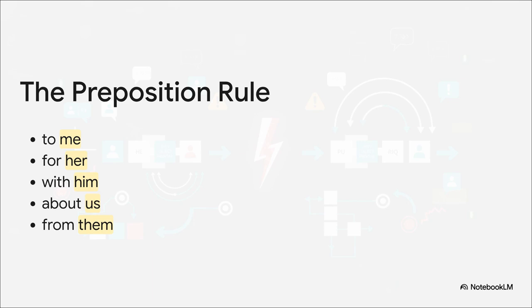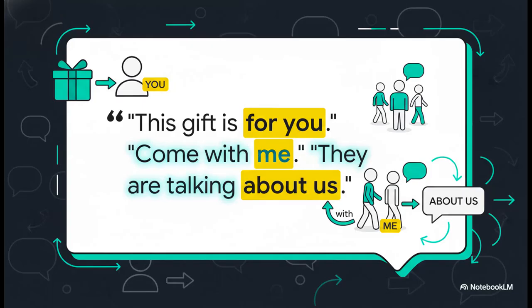Okay, here is the second unbreakable rule. After little words like to, for, with, about, and from, these are called prepositions, you have to use the object form of the pronoun, always. So you say things like to me, for her, with him. Never, ever, to I, or for she. And you can see this rule in action everywhere. This gift is for you. After the preposition for, we use you. Come with me. After with, we use me. They are talking about us. After about, we use us. It's a really simple and consistent rule.